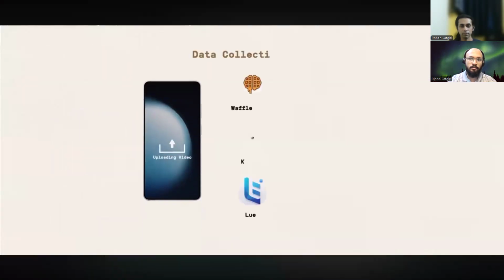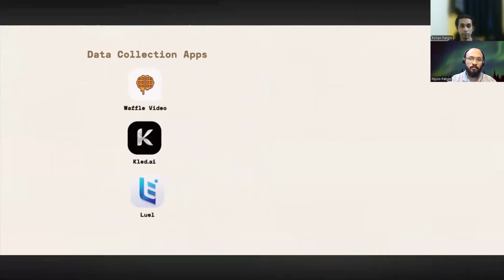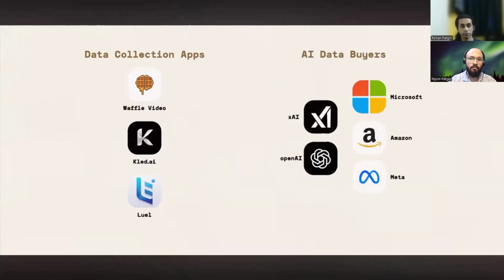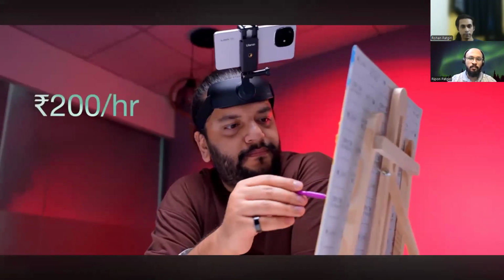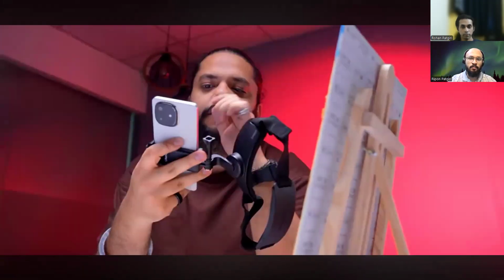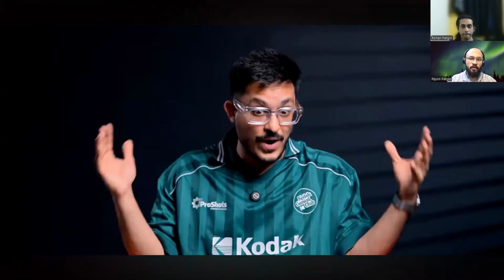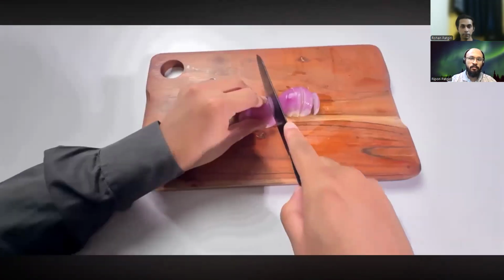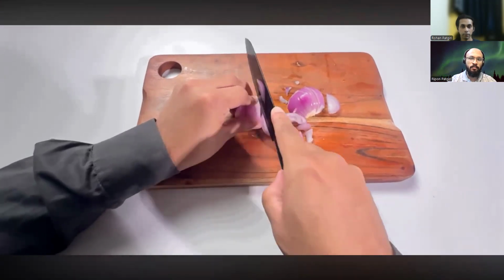Now, they're not just recording these videos, they're in fact uploading these videos to these data collection apps, which then sell this data to some of the biggest AI companies in the world. Some of these apps pay 200 rupees an hour, which in India is a big amount. So a lot of people are happily doing it. But what they don't understand is how priceless this data is. I mean, for theoretical information, there's already so much data out there. But for practical skills, which involve fine motor skills, first-person videos are the only way to train the robots.